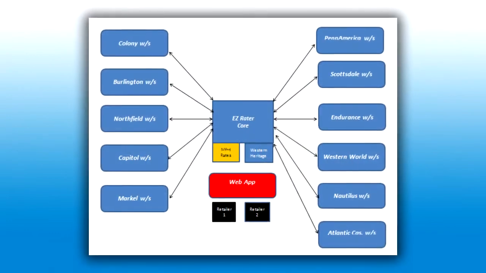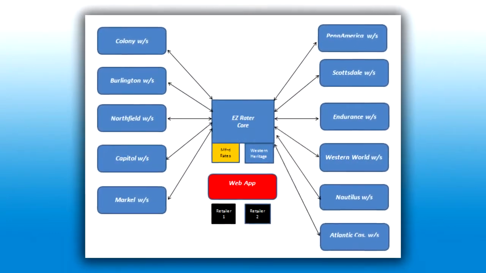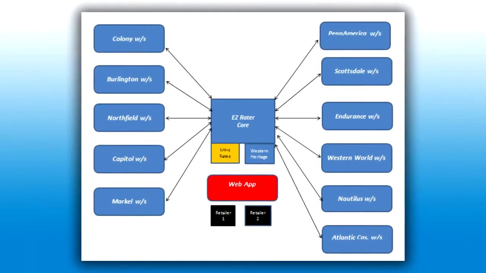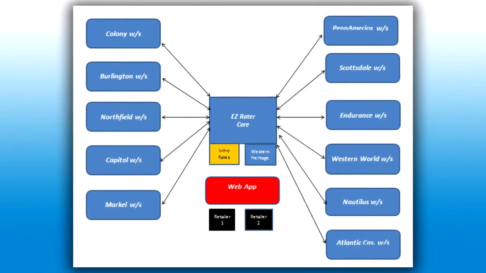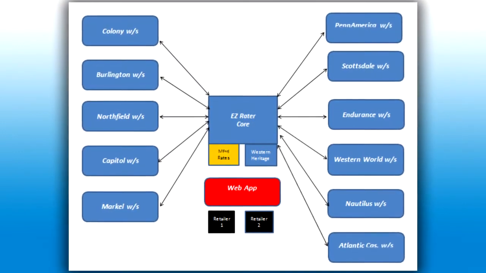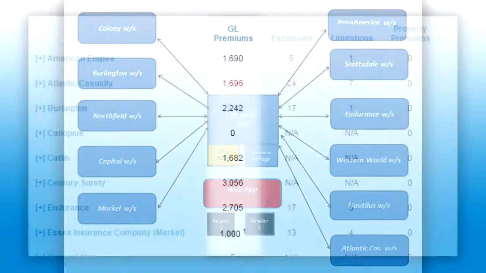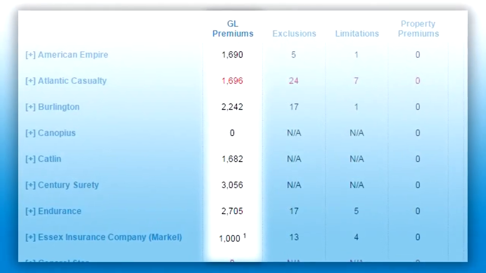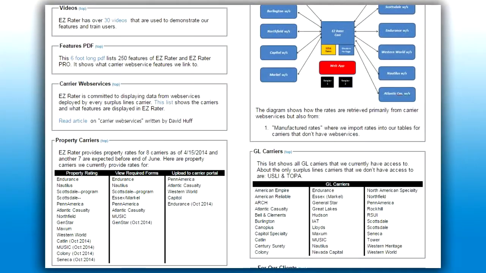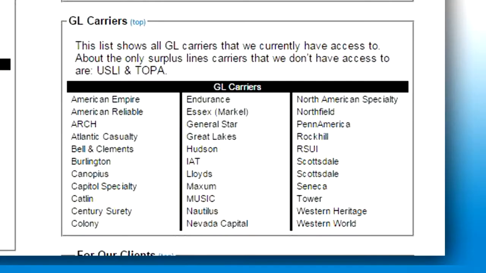First, here's a diagram that shows how EasyRater works. You enter the data into our product, and when you hit the rate button, we go out to your carriers to request a premium. The carrier's web services respond in a second or two and give us their premium along with other important underwriting information they want you to know as you decide who you are going to propose. We have GL premiums for all carriers except USLI.